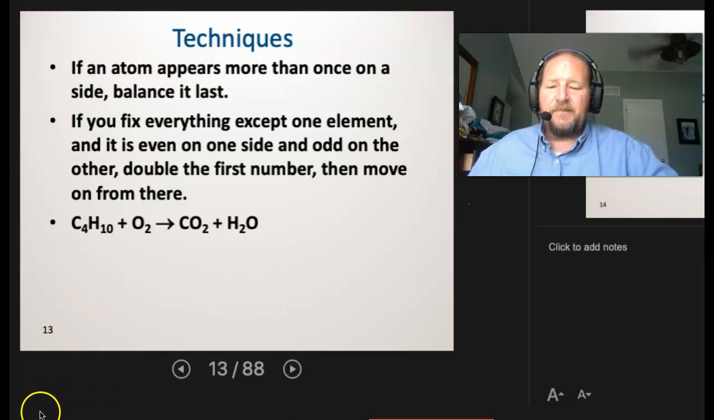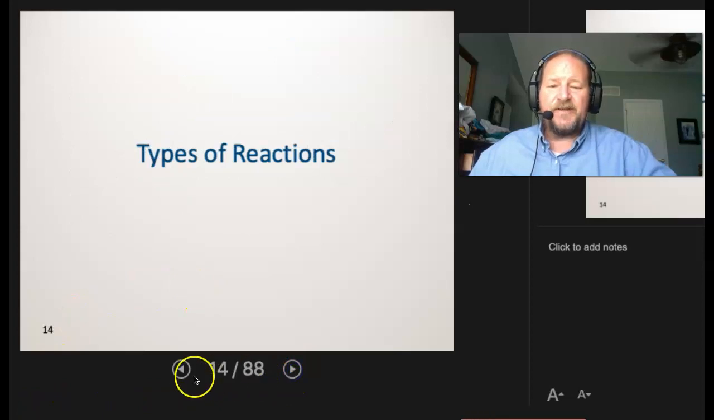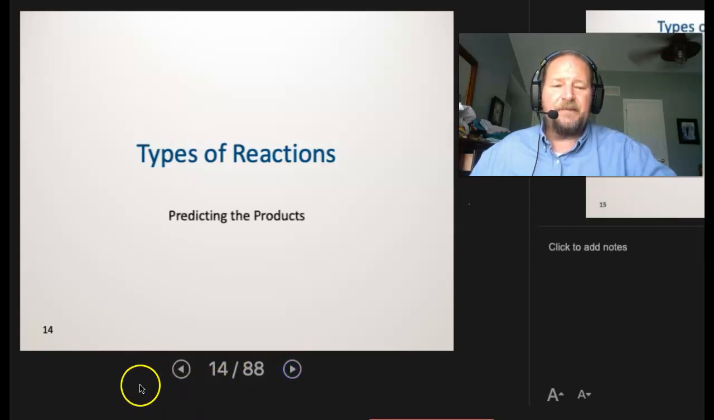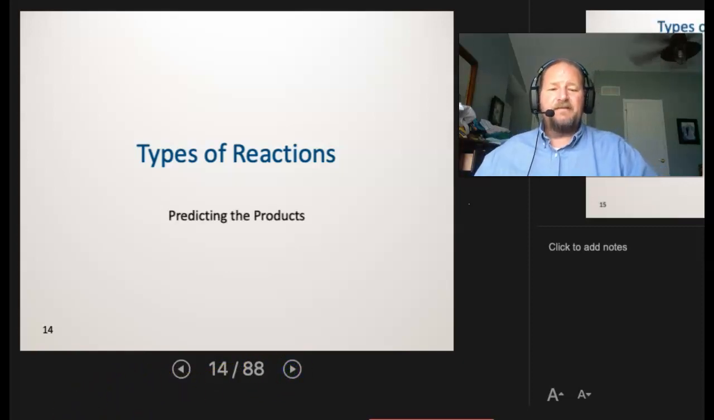All right, so that's going to complete the segment on balancing. Next, we're going to take our focus to the types of reactions. Here, you'll be able to predict your products, and so that'll be the next step. So again, we're going to start with naming, be able to name those compounds, turn them into formulas. Then we're going to set up a skeleton equation, and then we're going to balance that equation. Next, we're going to look at predicting products, so it's going to be yet another step in the sequence.